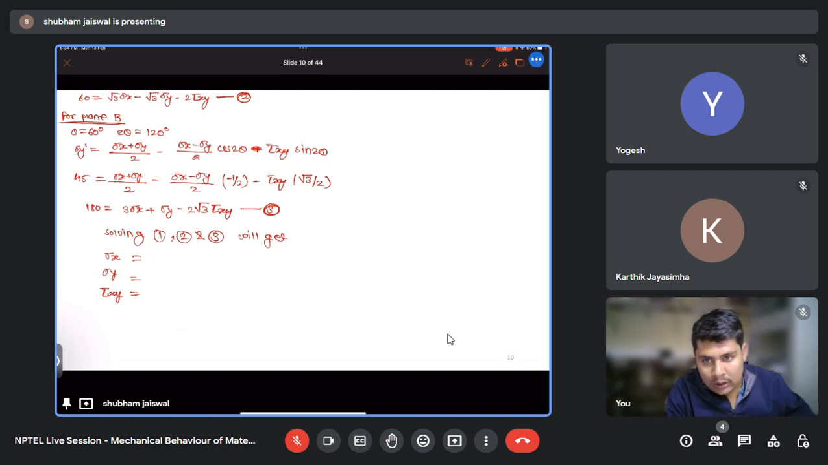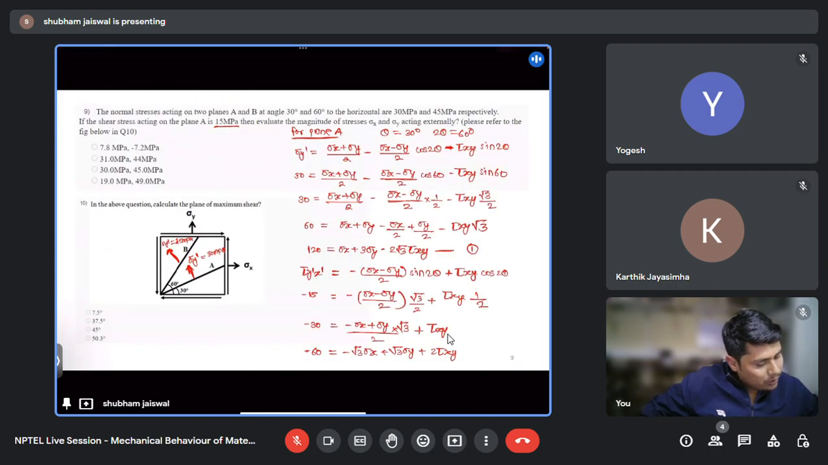So you will get sigma x as 49 MPa, sigma y as 19 MPa, and tau xy as minus 4 MPa. So here in this equation, you can see 14 and 19. This option is matching. So this is the answer.